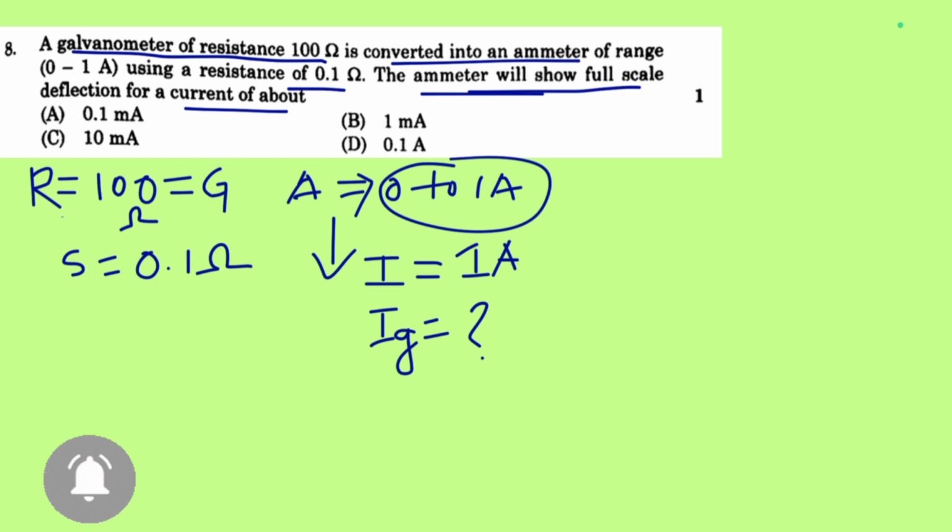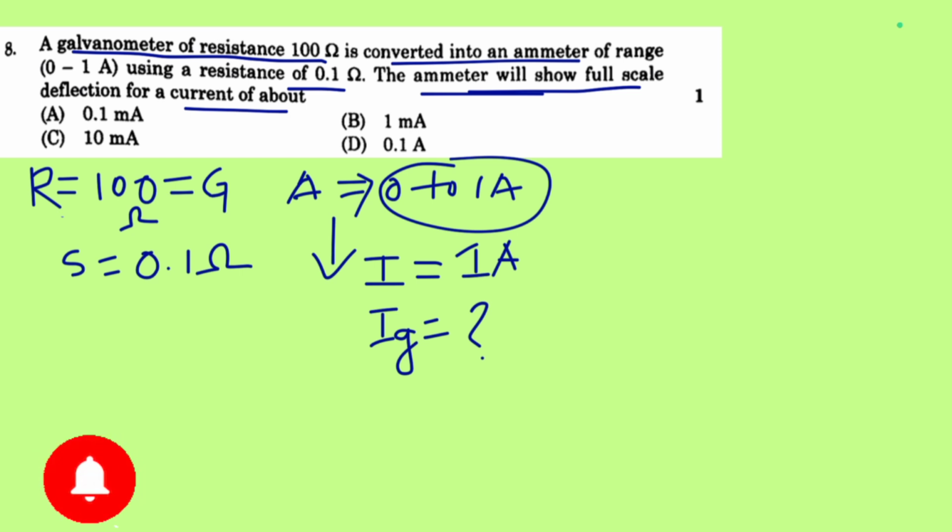So now what do we have to calculate? We have to calculate the current that is flowing through the galvanometer. Fine. We know that there is one direct relation between the galvanometer resistance and the shunt resistance in the case of ammeter conversion.